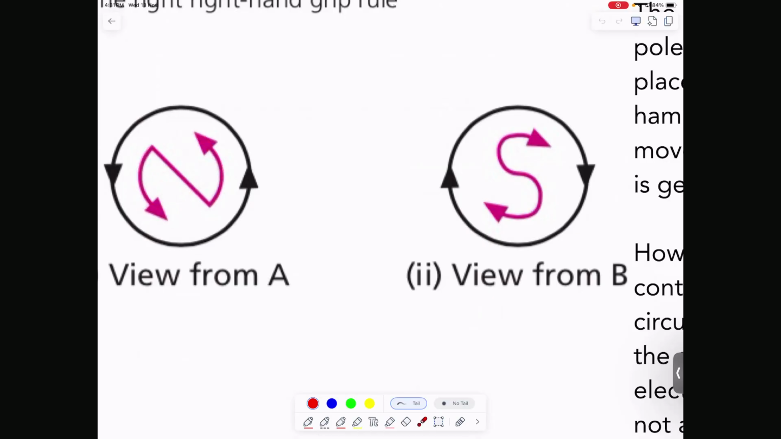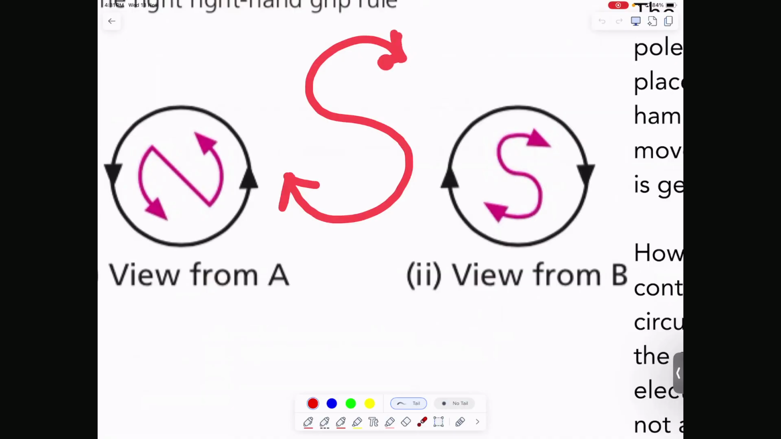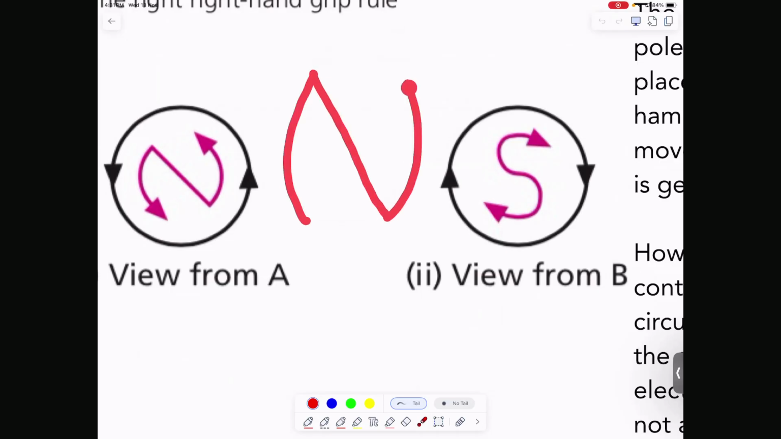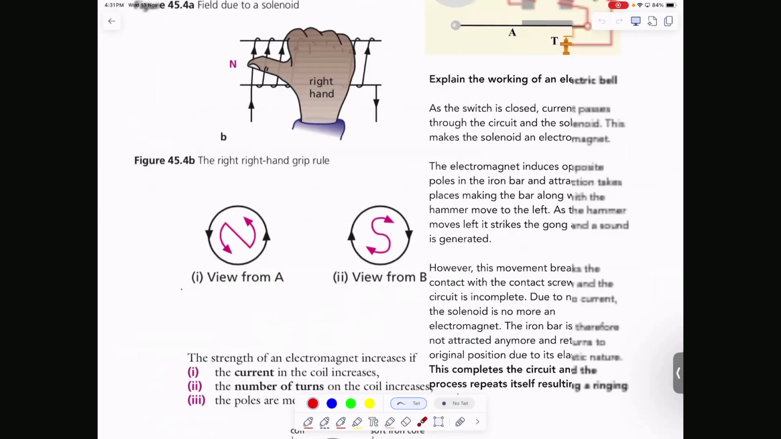I don't know if it's memorable, but the point I'm trying to make is: how do you know clockwise and anti-clockwise? Just put arrows like that. And what kind of direction is this showing right now? Clockwise. So when it's clockwise, it's a south pole. And if it's a north pole, it goes anti-clockwise like this. Okay. Right. So these are the things that we have.